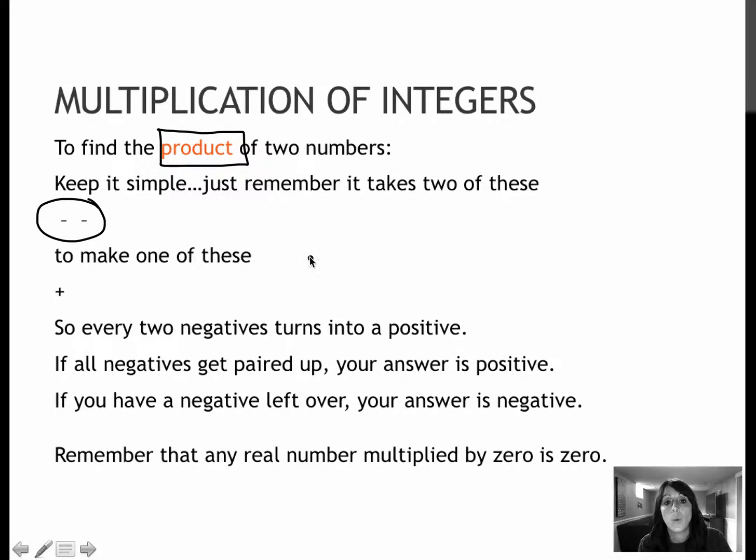If you have one negative and one positive, then that negative doesn't have one to match up with, and so your answer is negative. So here's the general rule. If all of your negatives get paired up, your answer will be positive because every two minuses make a plus. Two wrongs make a right in math. If you have a negative left over, then your answer will be negative because you have one that doesn't match up. And also remember that any real number multiplied by 0 is 0.